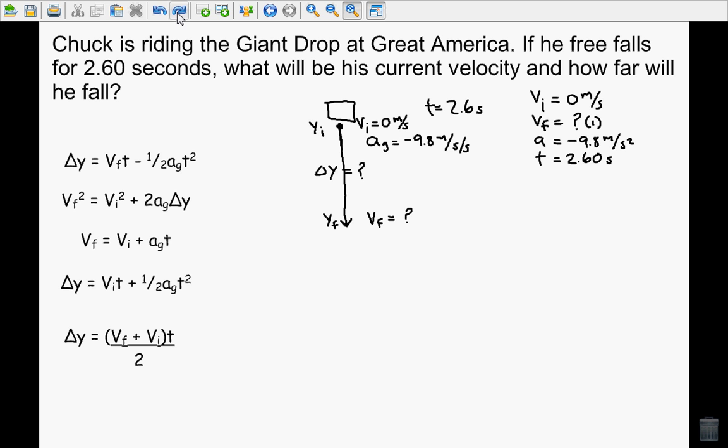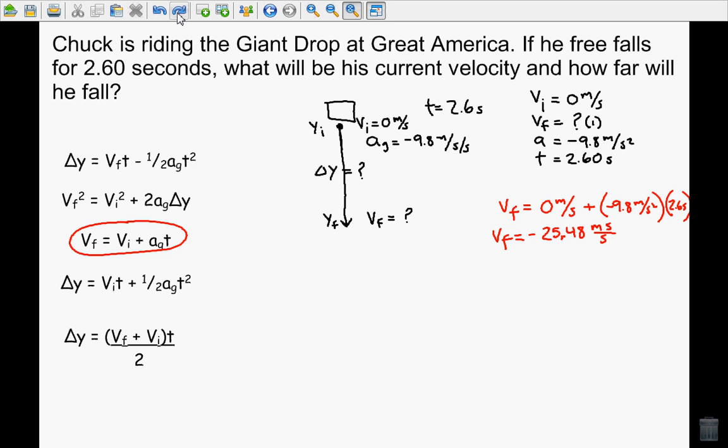And the only equation I can see is this one right here. So I'm going to plug in my information. These are the things that I know. So nothing has changed from what we've done with horizontal motion. I can ignore the 0 meters per second. I'm going to multiply those together, and my units come out to be meters and seconds over seconds squared.